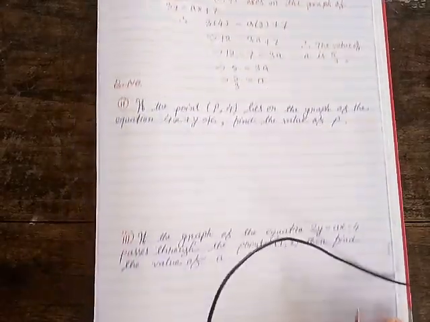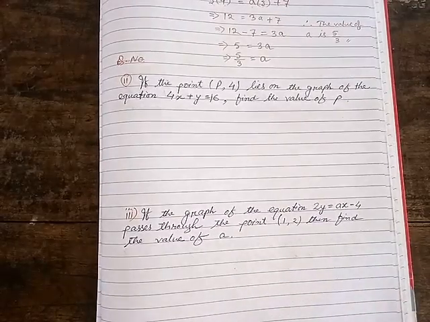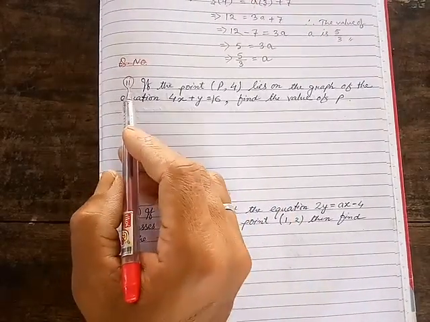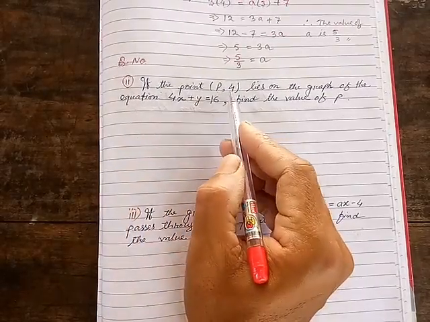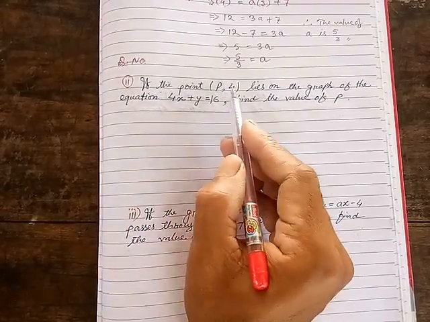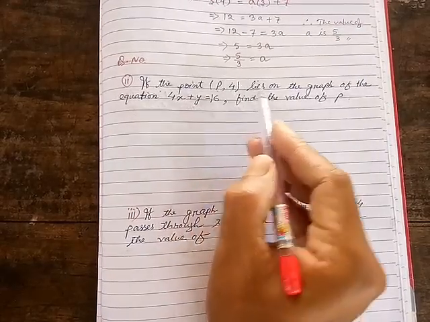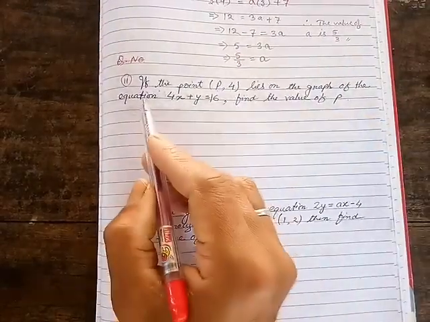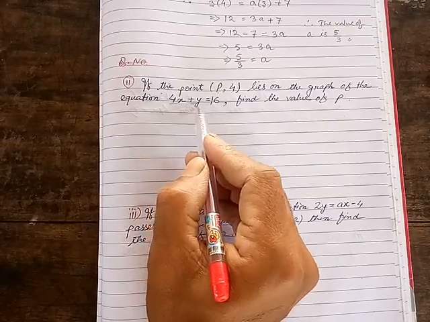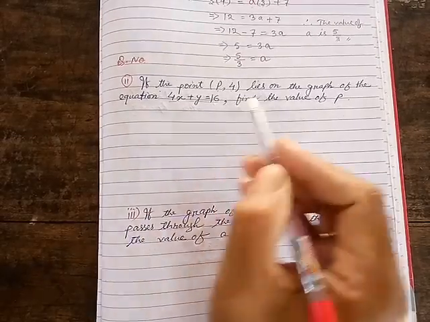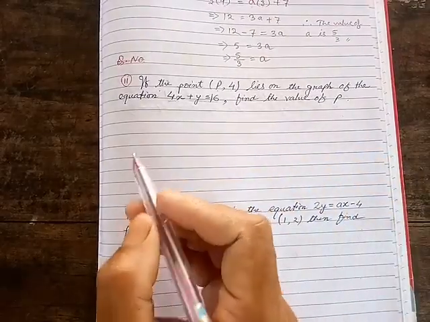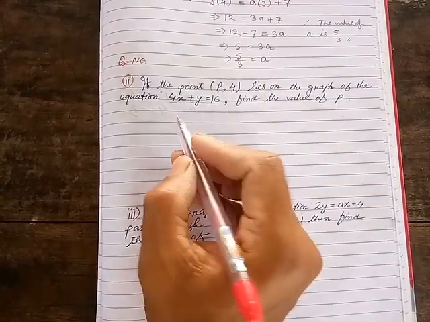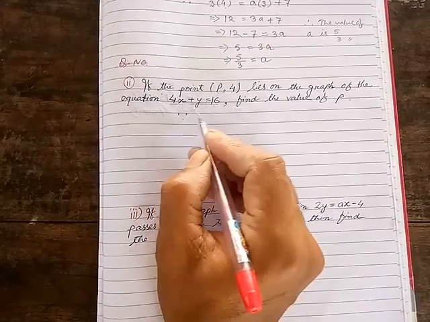Let us go for the next question, number 3.2. If the point (p, 4), where p is the x coordinate and 4 is the y coordinate, lies on the graph of the equation 4x + y = 16, then find the value of p. Now we have to find the value of p. So here also it is the same, similar to the previous one.